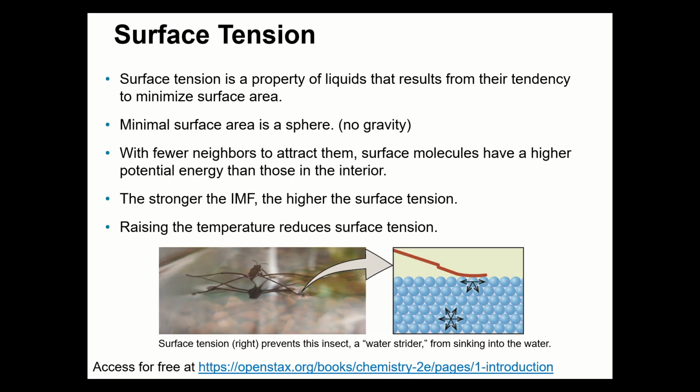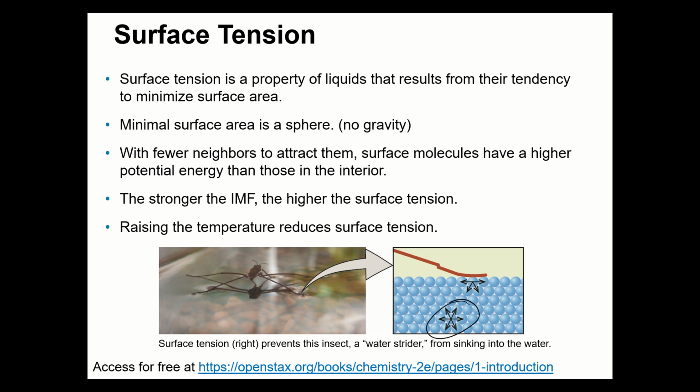Okay, the next thing that we're going to look at is surface tension. So we're going to go through a few topics that just have to do with intermolecular forces and how these can be affected by intermolecular forces. So surface tension is a property of liquids that results from their tendency to minimize surface area. Okay, so minimal surface area is going to be accomplished by using spheres, and with fewer neighbors to attract them, those surface molecules are going to have higher potential energy than the molecules inside, right? So in the interior here in our picture.